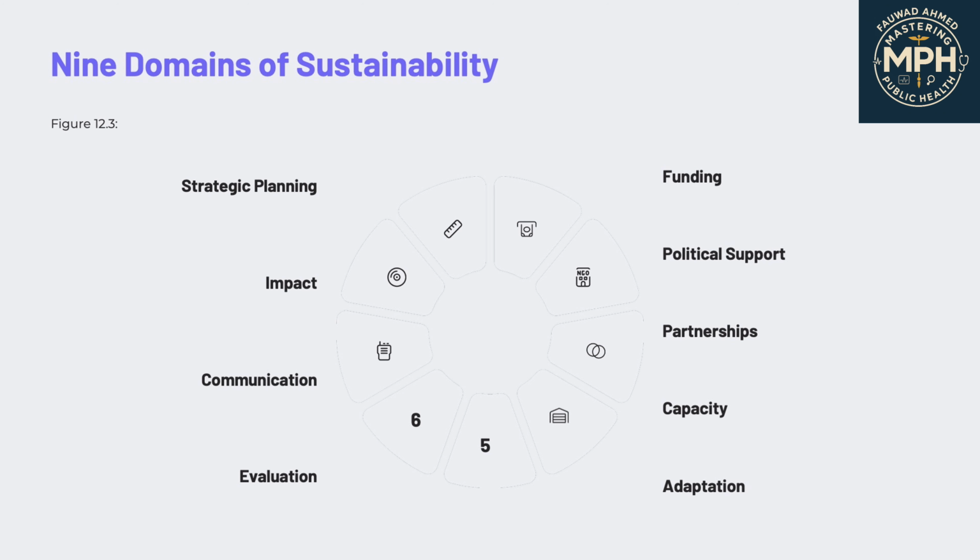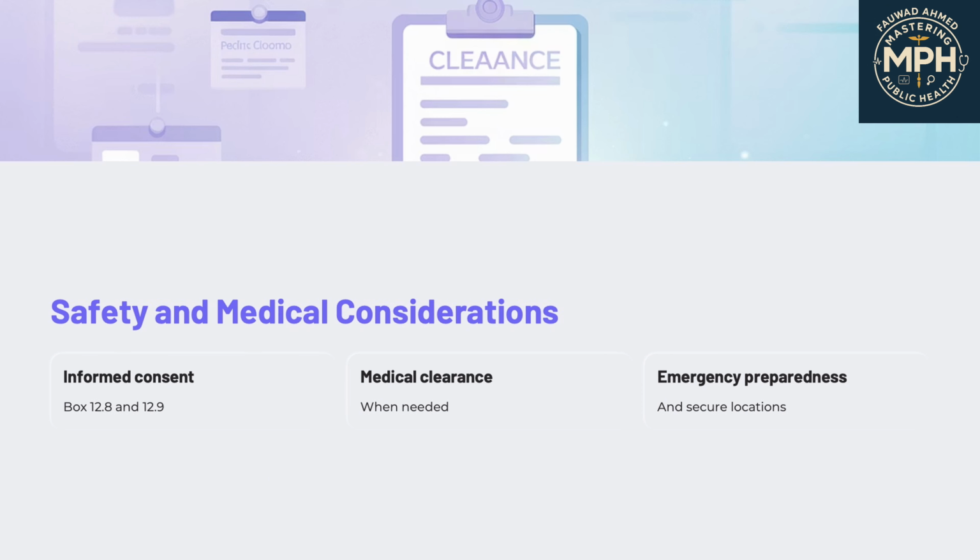Figure 12.3 outlines 9 domains of sustainability capacity: funding stability, political support, partnerships, organizational capacity, program adaptation, evaluation, communications, public health impact, strategic planning. Use Box 12.7 for strategies to sustain evidence-based interventions. Sustainability takes planning, leadership, and ongoing value.